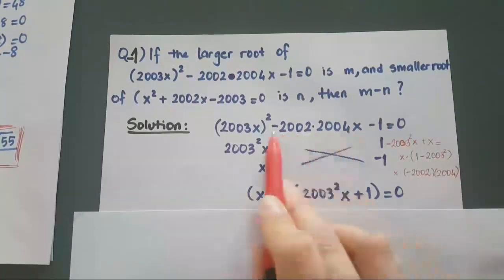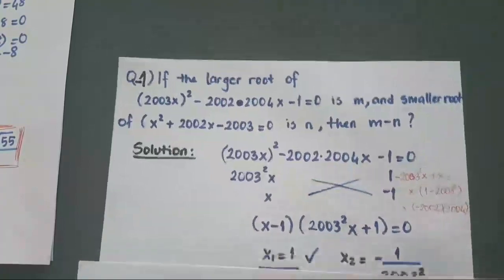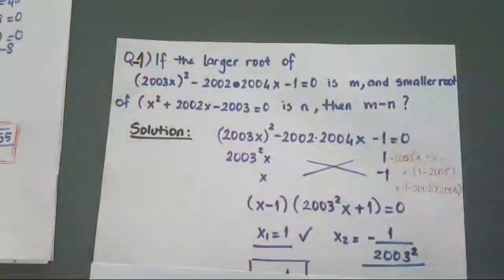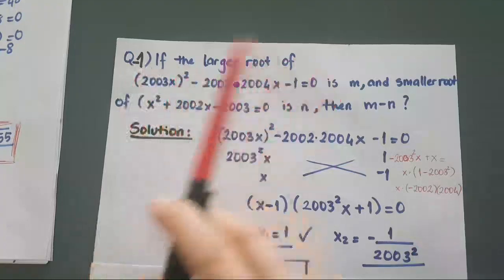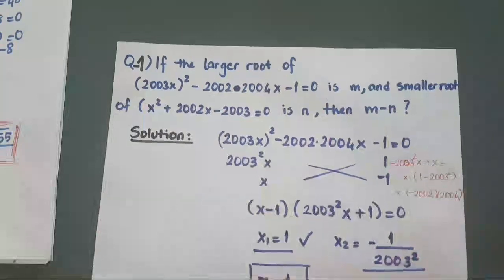So I got this expression, as you see, so I factorized it this way. x minus 1 times 2003 squared x plus 1 is equal to 0, which means that x is 1, and x is minus 1 over 2003 to the power of 2. Let's go back. What did they ask me? m should be the larger root. So which is larger of those two? Of course, the positive one is larger, so m is going to be 1.